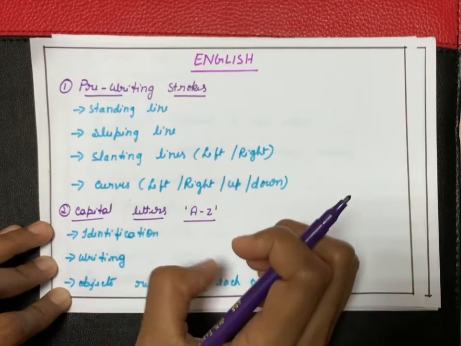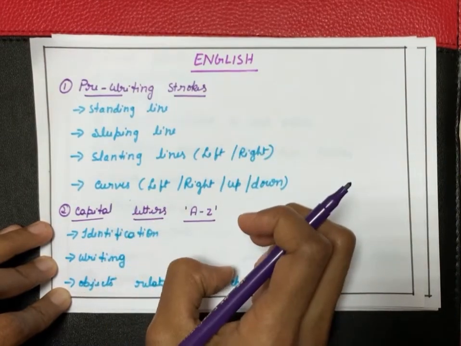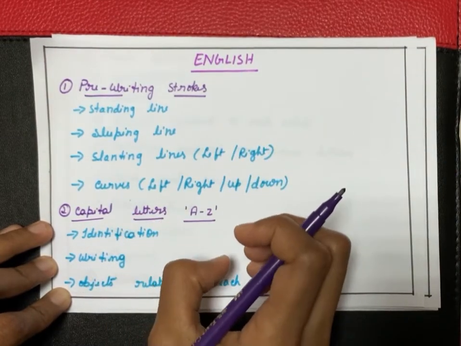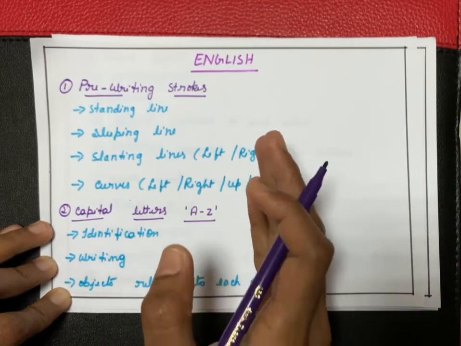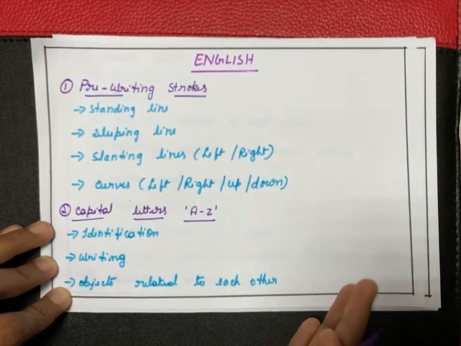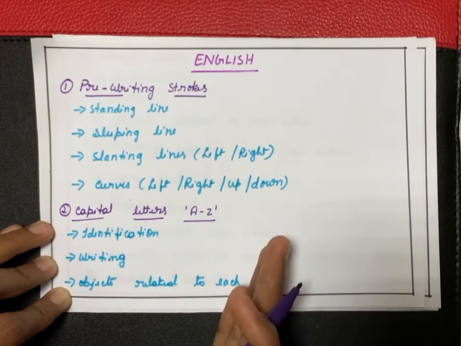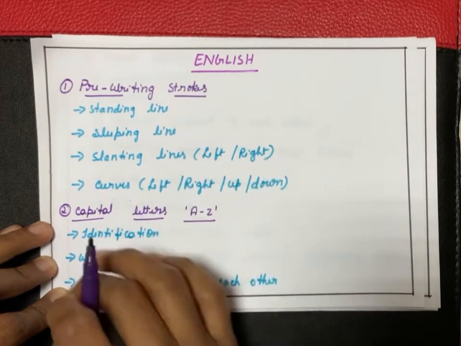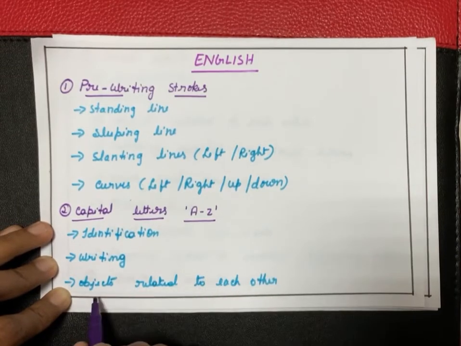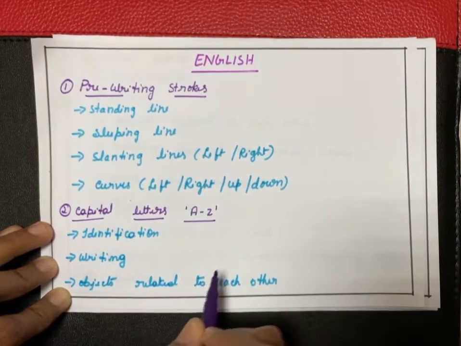Draw some objects like apple, ball, cat, like this, and on the opposite side write the letter. So they have to match the apple with the letter A, ball with the letter B. Like these worksheets you can give them to teach the topic objects related to each letter.